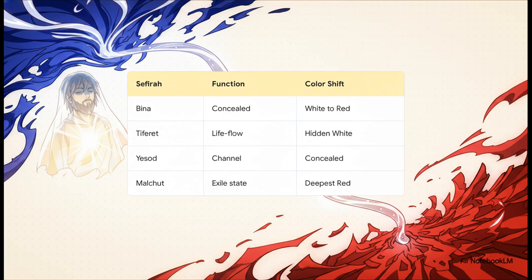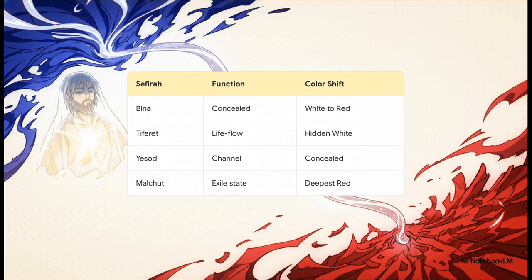Let's track the Sephiroth during this closed, encrypted state. First, Bina, which is the realm of understanding, becomes concealed, and its emanation shifts directly toward din, or judgment. Then we have Tiferet, the Sephirotic representing Jacob himself. Tiferet maintains his unbroken life flow, but it's now operating as a completely hidden white light.